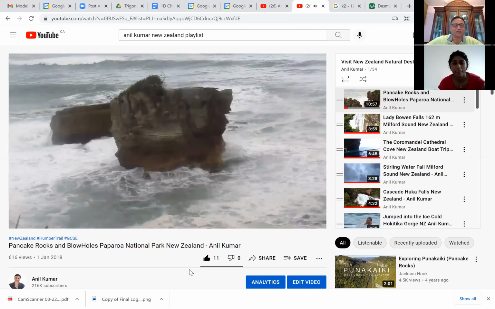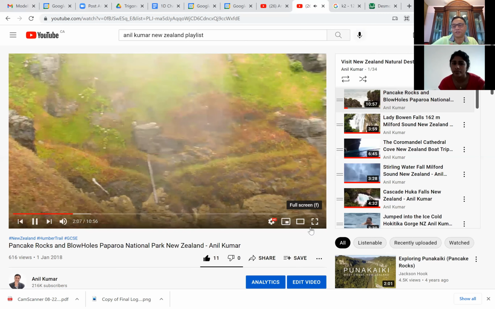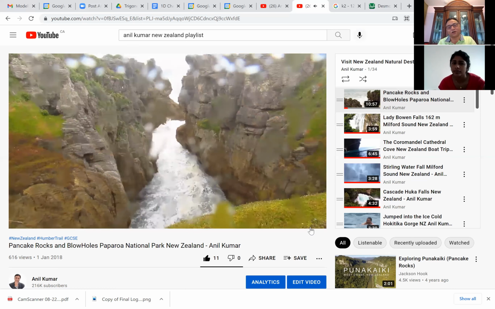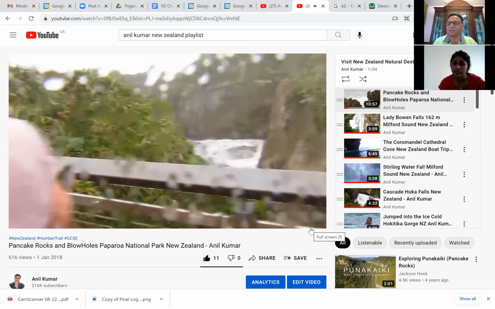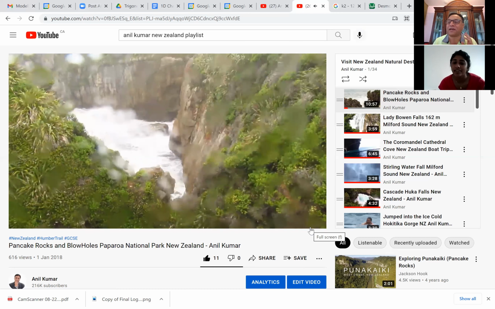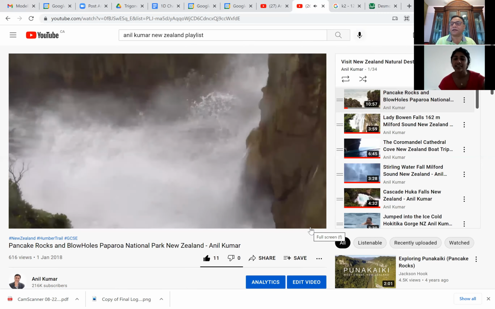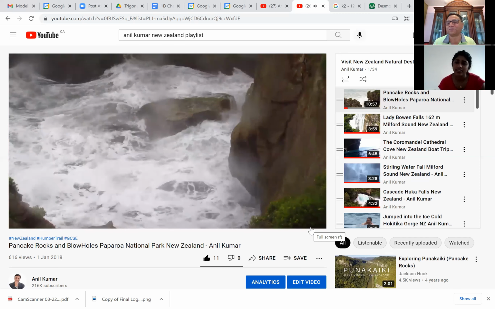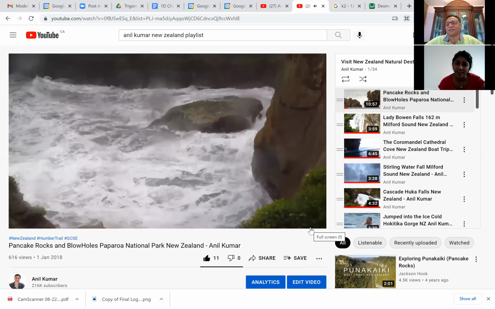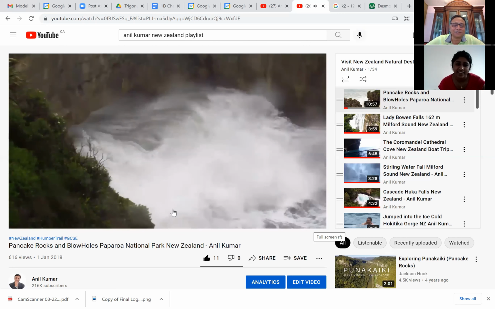If you go further, you see those blowholes, right? The waves go underneath, and through the rocks they have formed the blowholes, and they shoot out. There are these spots on my camera. These waves come out and you can just feel it. It's so beautiful. An amazing place, right?